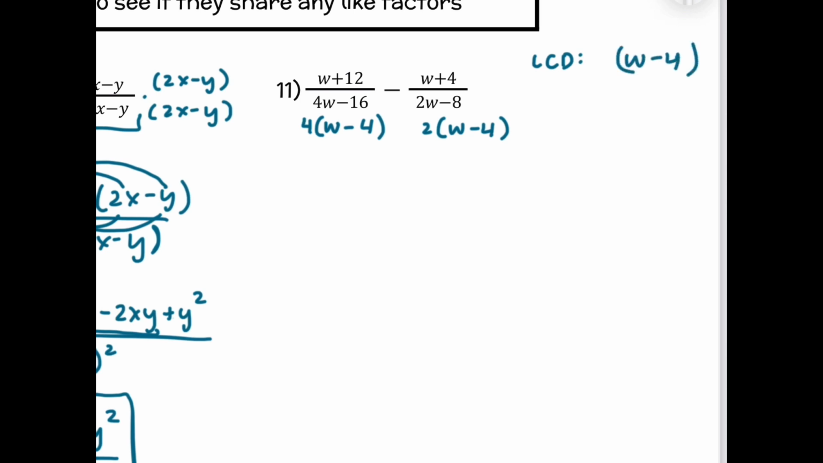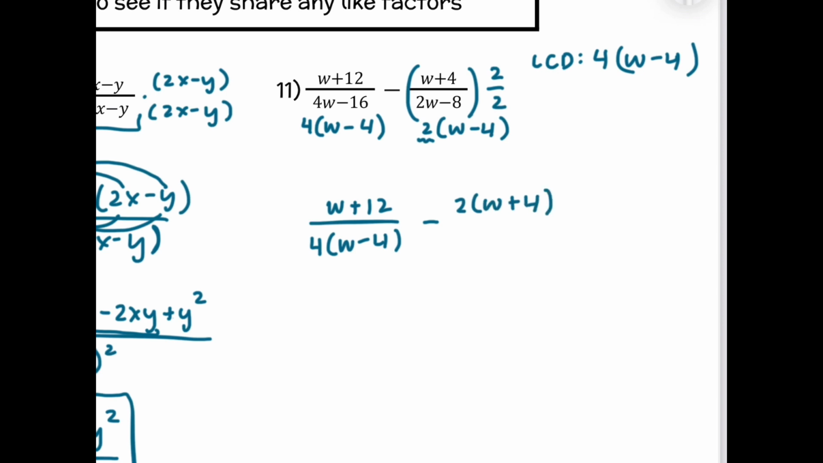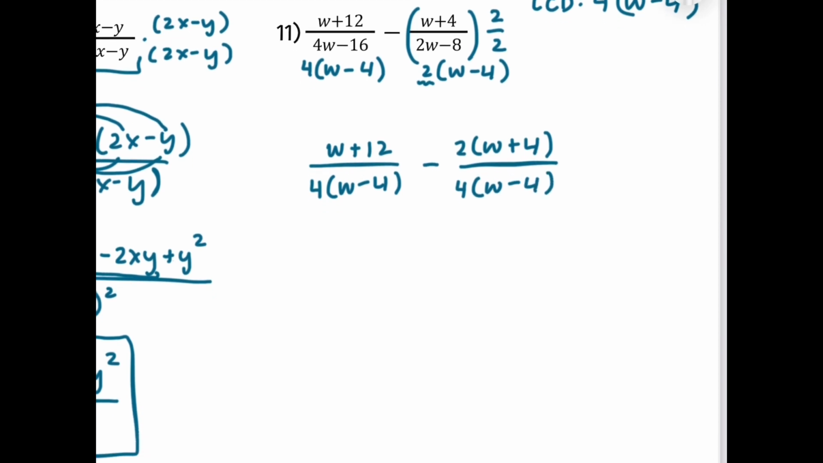We don't have to multiply anything by that because they both have it. One has a 4 and one has a 2. So we want it to be 4 because that's the bigger number. So we would have to multiply this second fraction by 2 over 2 to get that denominator to have a 4 right here. So I'm going to go ahead and write that out. We have w plus 12. This first fraction isn't changing at all. Minus, and then we would have 2w plus 4 over 4w minus 4. So just multiplied by 2 on the top and the bottom.